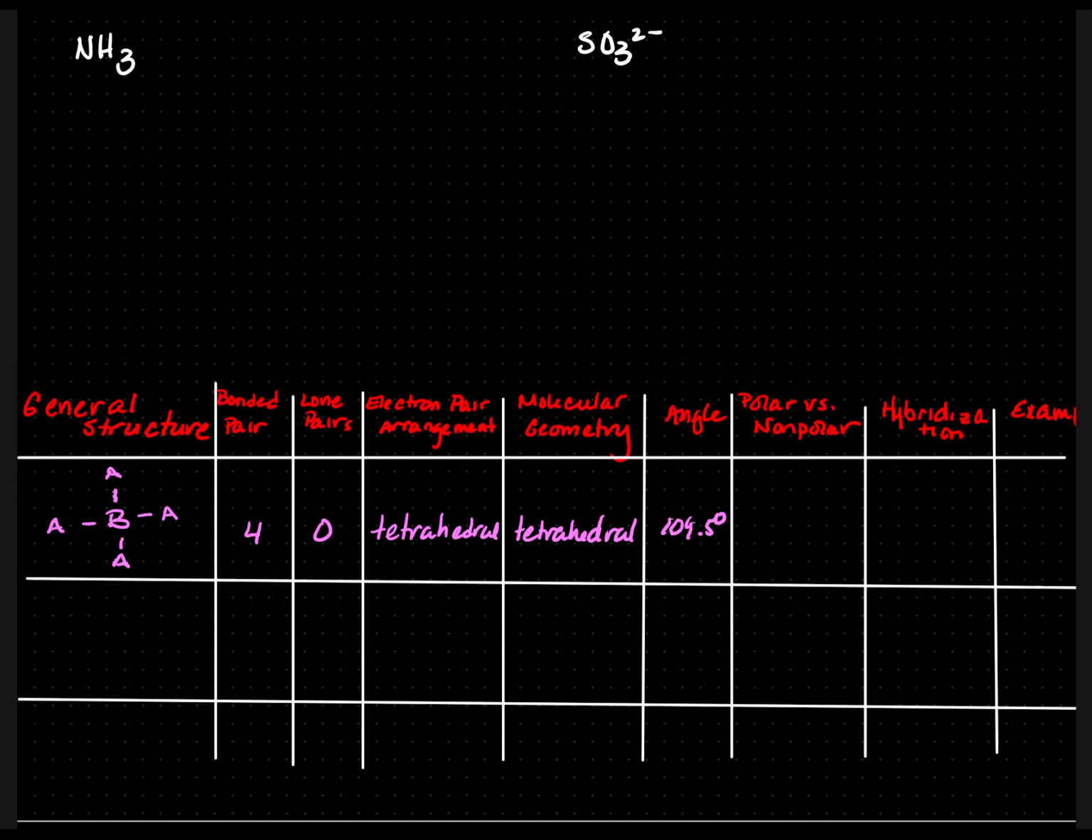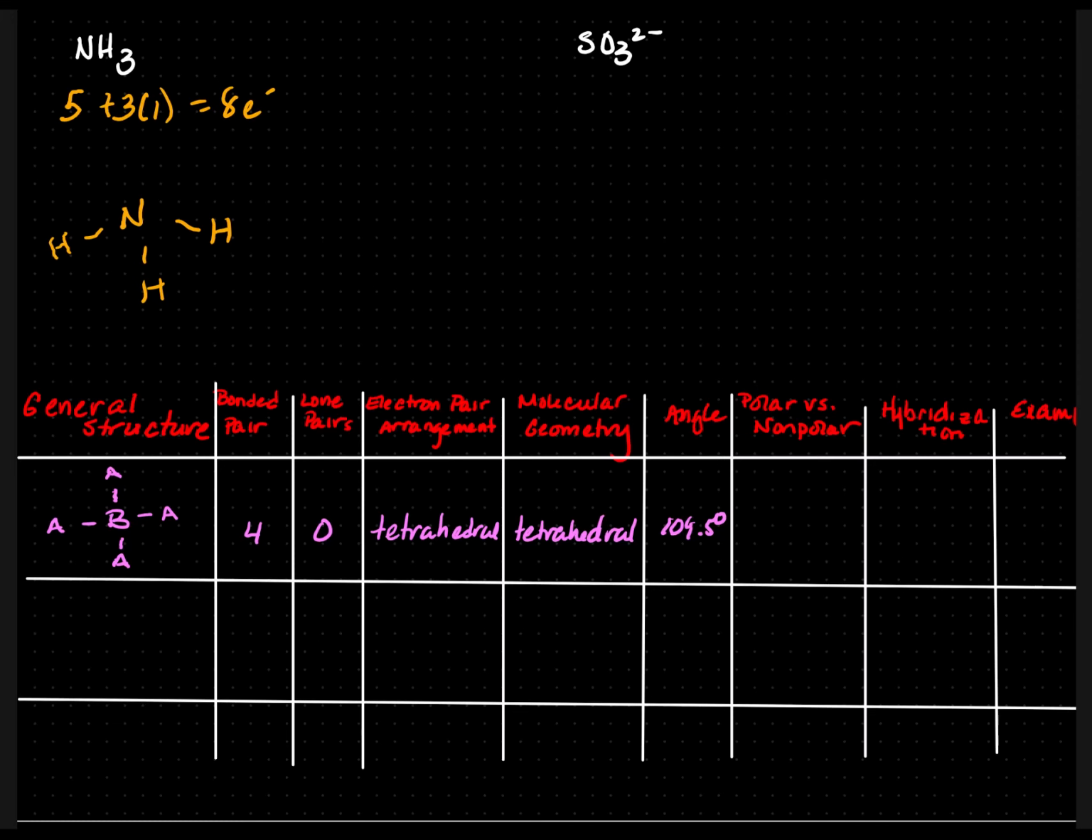Pause the video and draw NH3 and SO3 2 minus, and then check your answer. Nitrogen has 5 valence electrons, plus there are 3 hydrogen, each with 1, for a total of 8 electrons. Nitrogen again has to be the central atom because hydrogen can make only one bond. So the hydrogens all fulfill the duet rule.